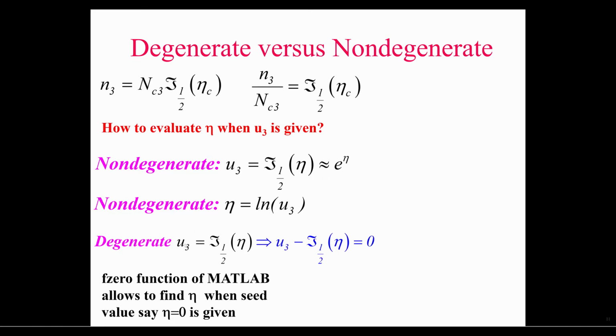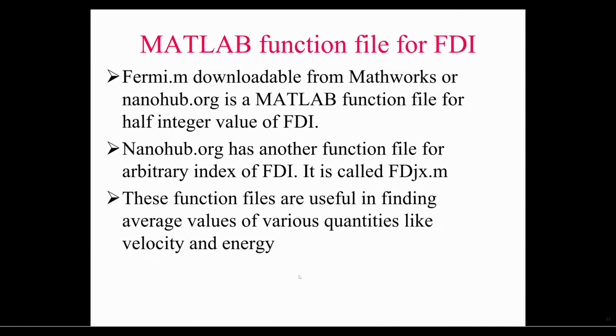So what you normally have to do is find out what this eta is from the Fermi-Dirac integral. In MATLAB, if you take U3 minus F half of eta equals 0, this is called the fzero function of MATLAB. The fzero function allows you to find this eta when a seed value, say eta equals 0, is given. Okay, so you don't have to worry about that. This is just to explain there is a function in MATLAB for the Fermi-Dirac integral.